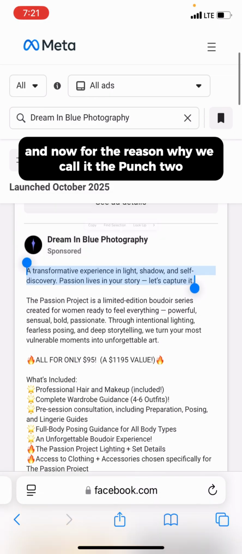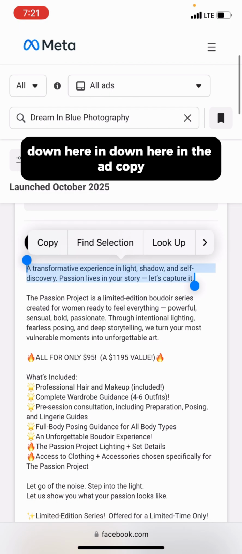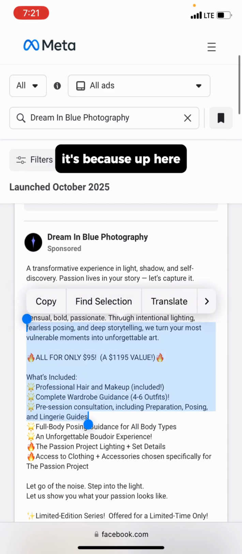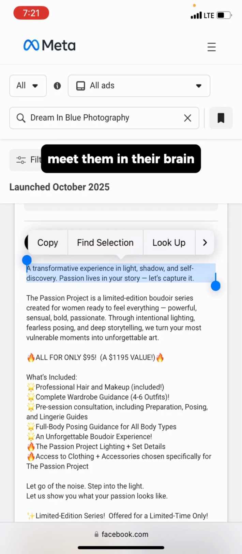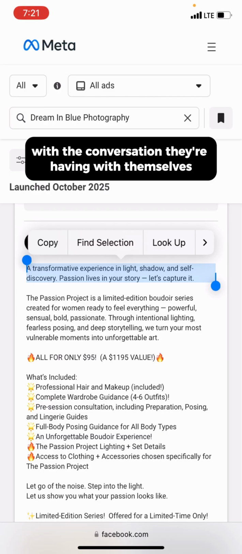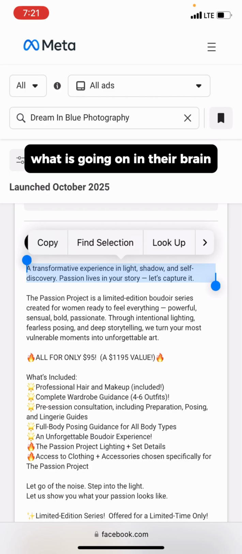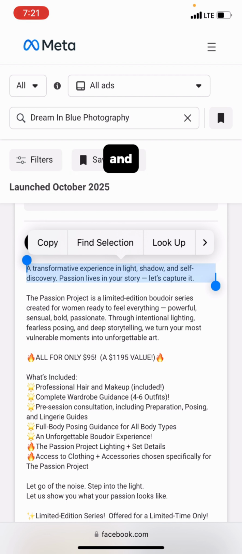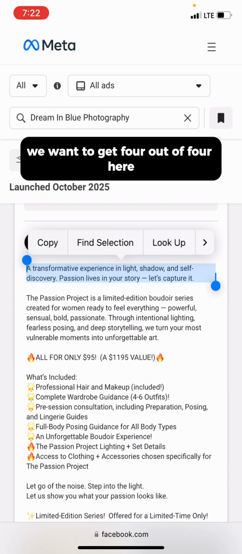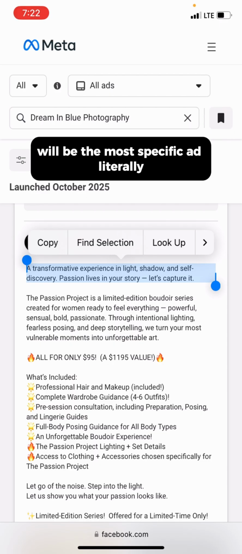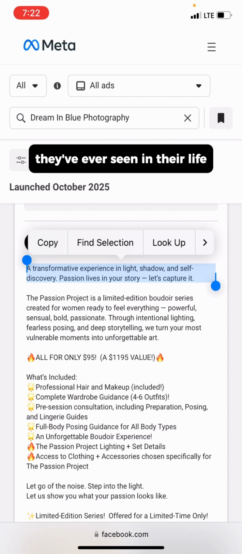And now for the reason why we call it the punch 2 down here in the ad copy. It's because up here, see more headline, this is the punch 1. This is the meet them in their brain with the conversation they're having with themselves. What is going on in the brain? And when we can, we want to get 4 out of 4 here. 4 out of 4 specific attributes will be the most specific ad literally they've ever seen in their life.